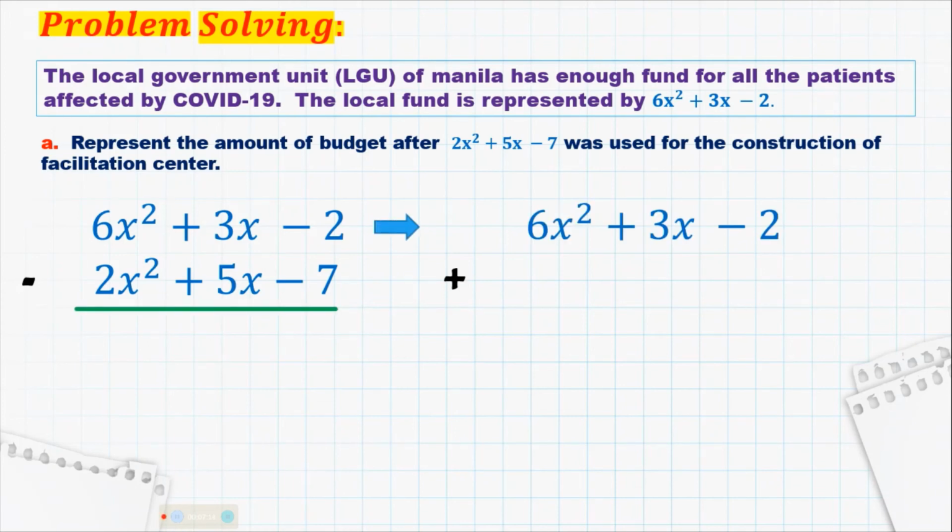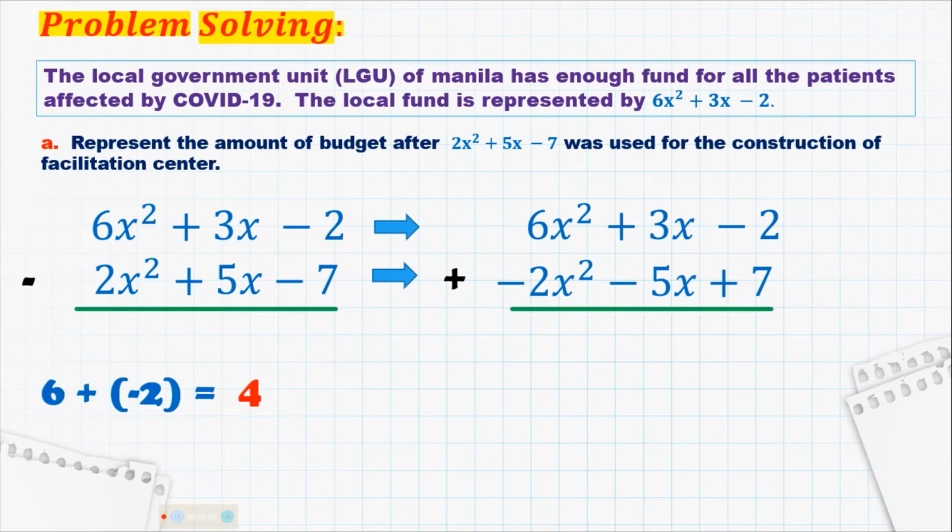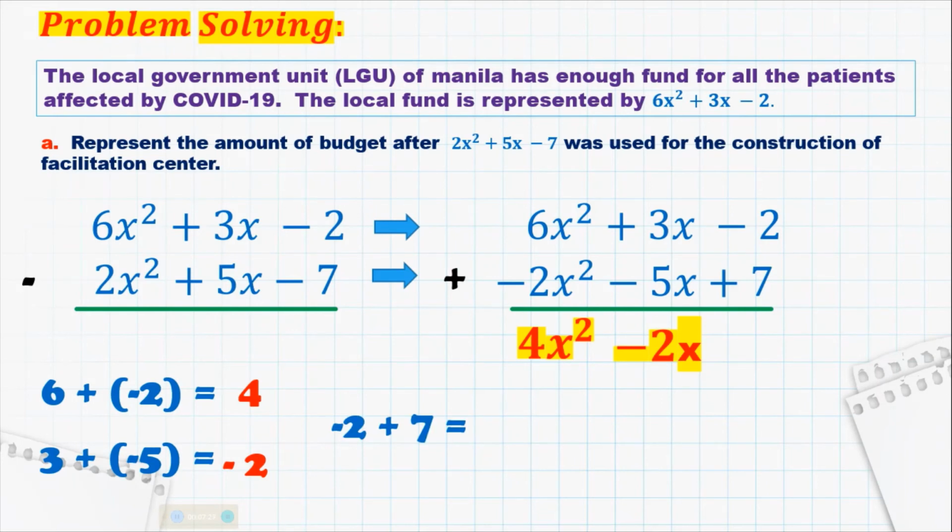So, ito, keep, and then change. So, 6 plus negative 2, that is positive 4. So, 4x squared. Positive 3 plus negative 5, that is negative 2. So, that is negative 2x. And then 2 plus 7, that is positive 5. So, positive 5.